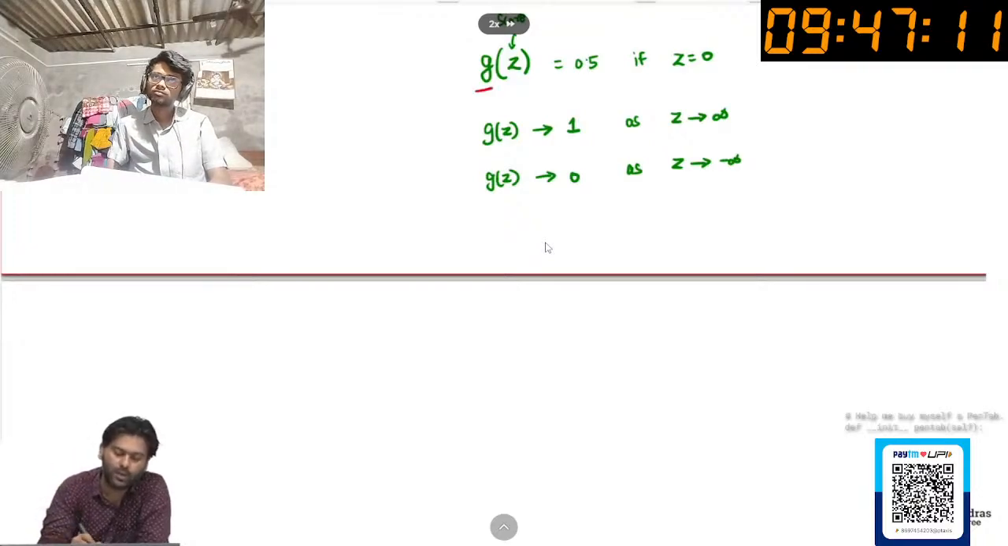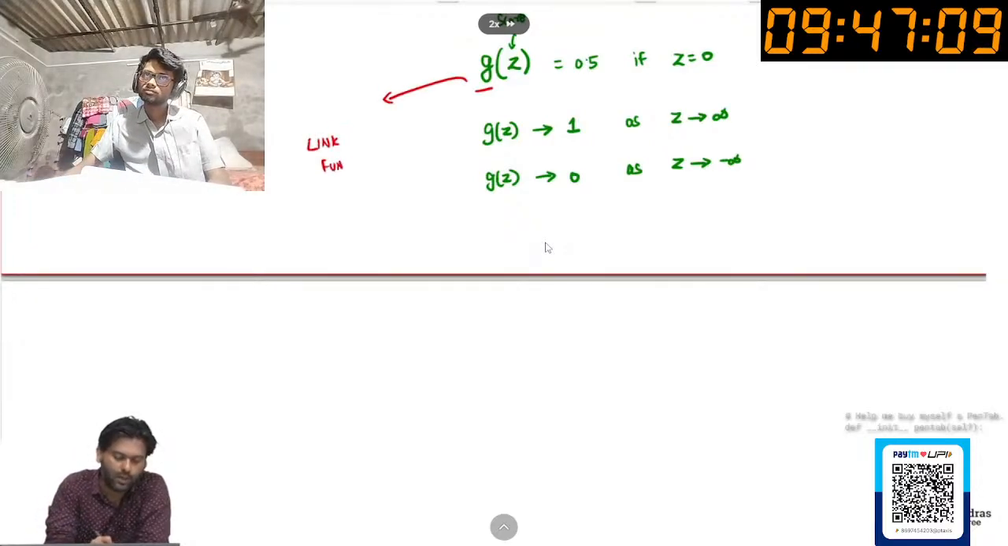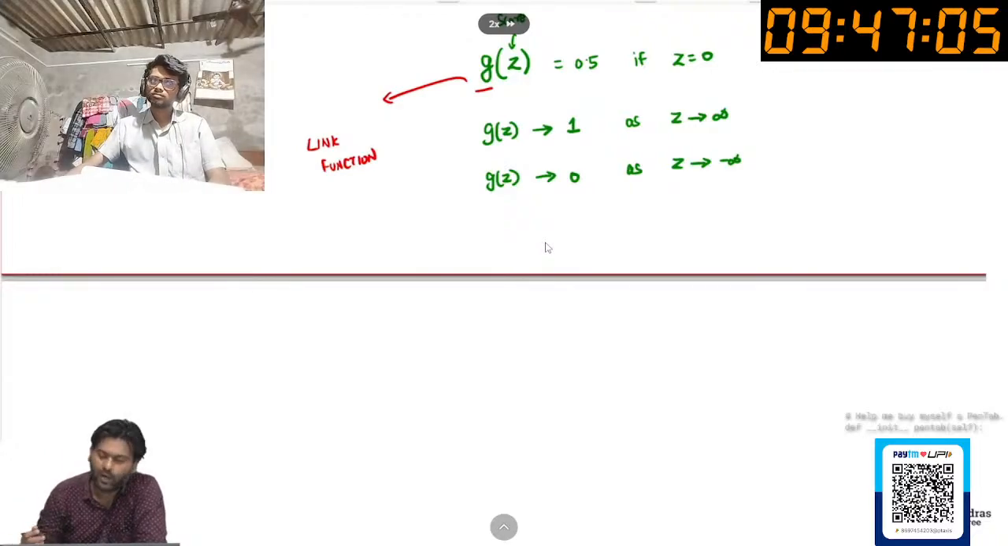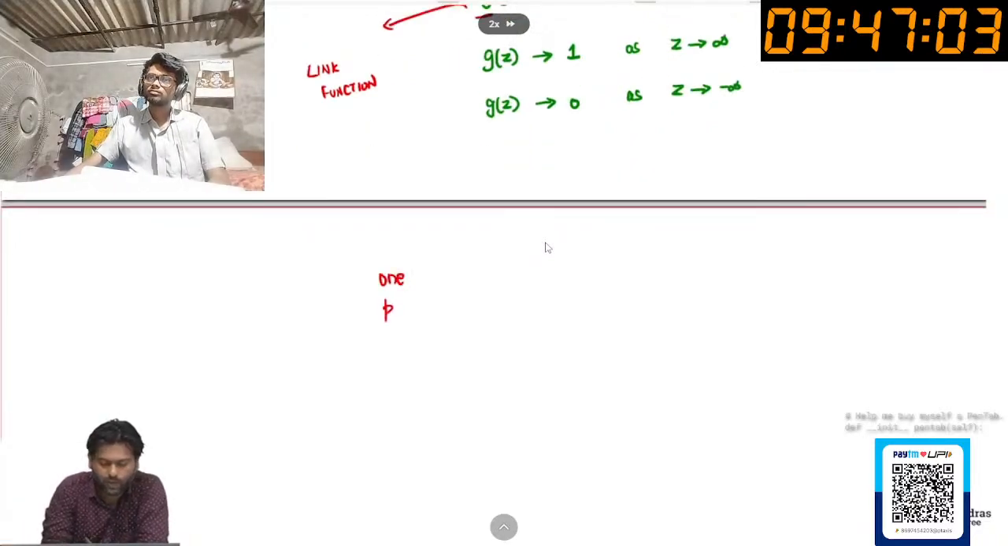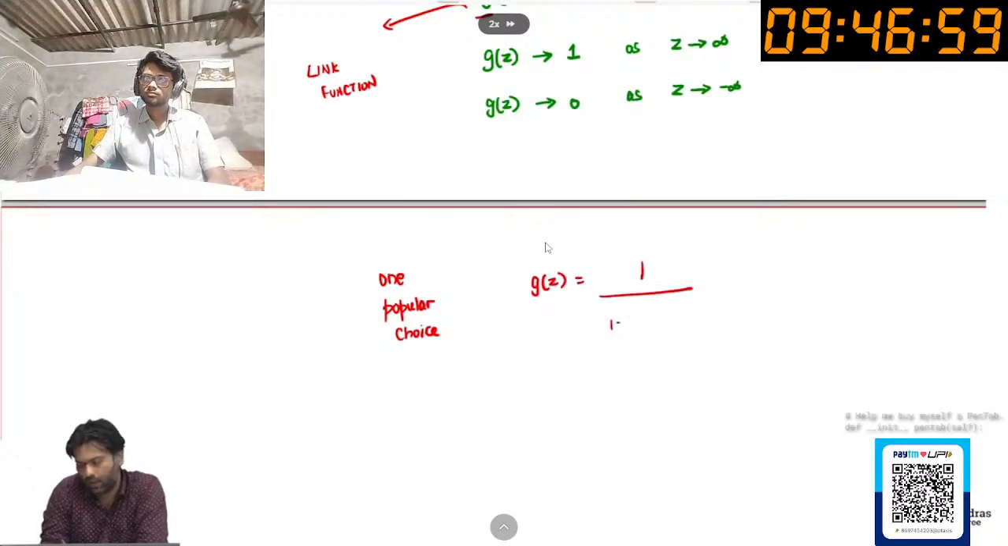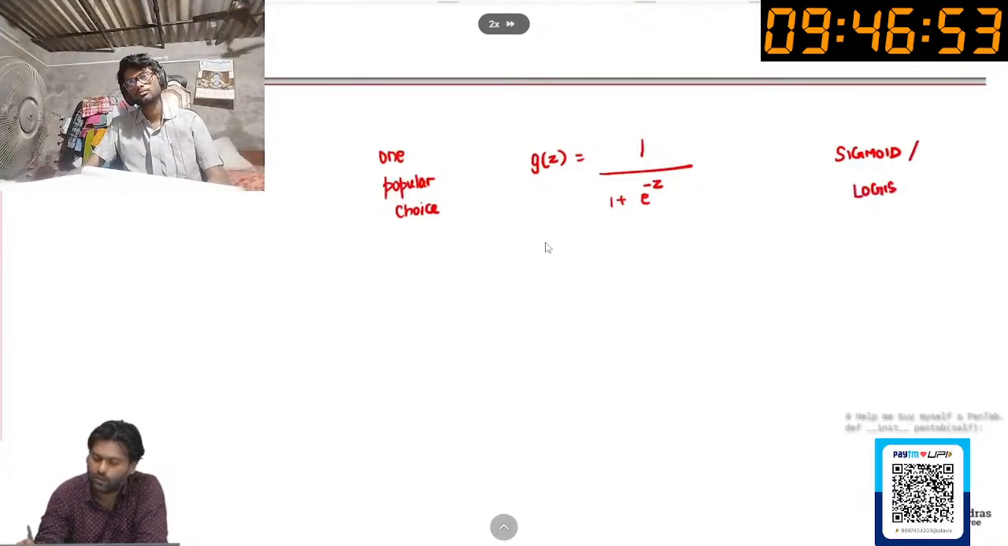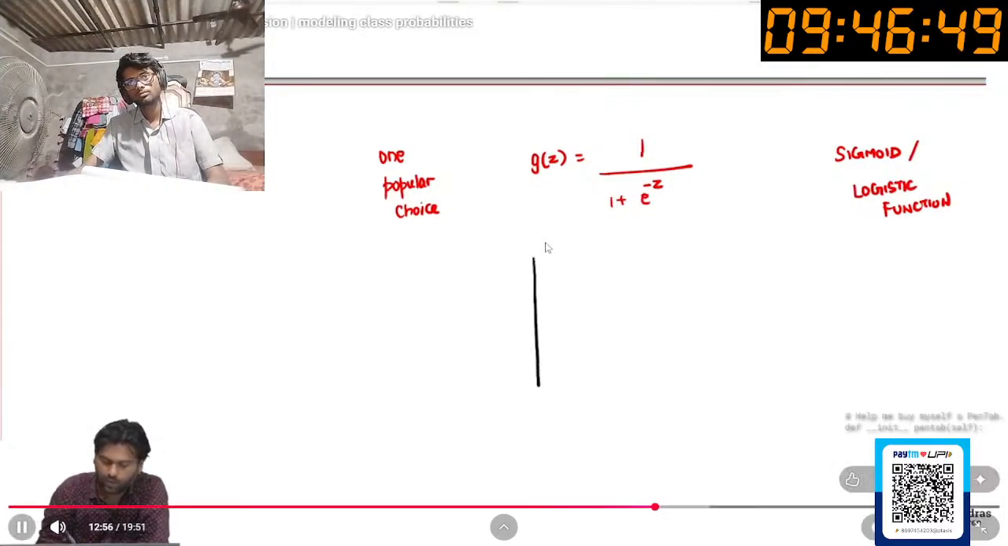So this g is sometimes called a link function in the literature because it links scores, which are real numbers, to probabilities. There are several link functions that you might encounter in practice, but one popular choice for a link function is the following. g of z equals 1 divided by 1 plus e to the minus z, right? This function is sometimes called the sigmoid function or logistic function, and I'll plot this function and show you how it looks. So this function will look like the following.